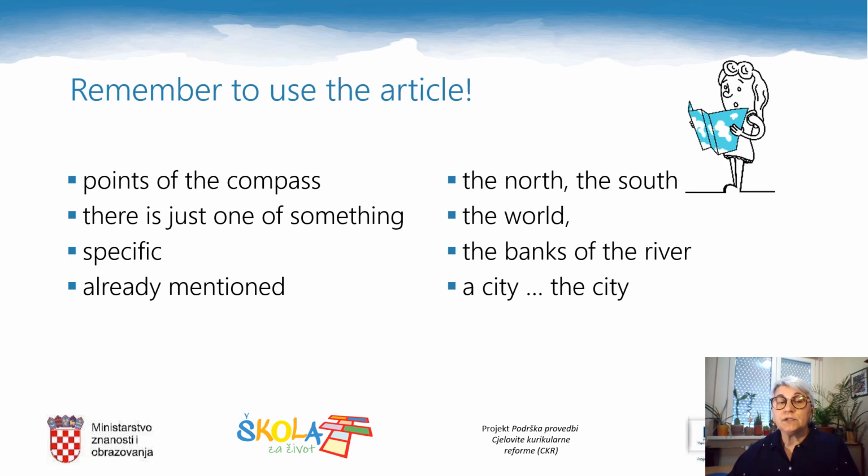Remember to use the articles. When you say that you travel to the north, or something is in the south, there is the article. When you mention unique things, concepts like the world, something specific like the banks of the river, if there is a river where you go, or when you mention something for the second and later times, like a city, you go to the city when you mention, when everybody knows what you are talking about. Something is already mentioned.